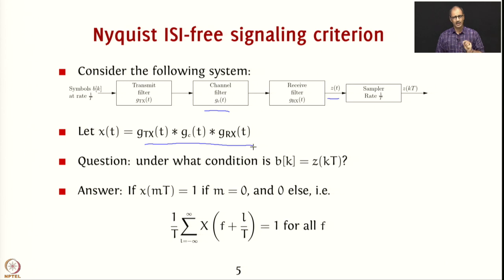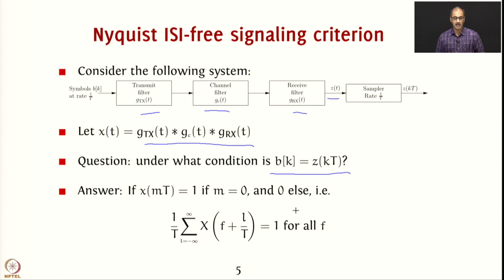So now we ask the question, what is the condition on X of t so that Z of kT directly gives us B_k? Of course, we are ignoring any delays which may happen. That's something which can be taken care of. But the question we are asking is, when can we say that B_k will always be equal to Z of kT despite the fact that there are three filters in between? It turns out that in the time domain picture, this is when X of mT is 1 if m is equal to 0 and 0 otherwise. That is, whenever we have X of mT to be 1 if m is 0 and 0 otherwise, this will ensure that B_k will be equal to Z of kT.